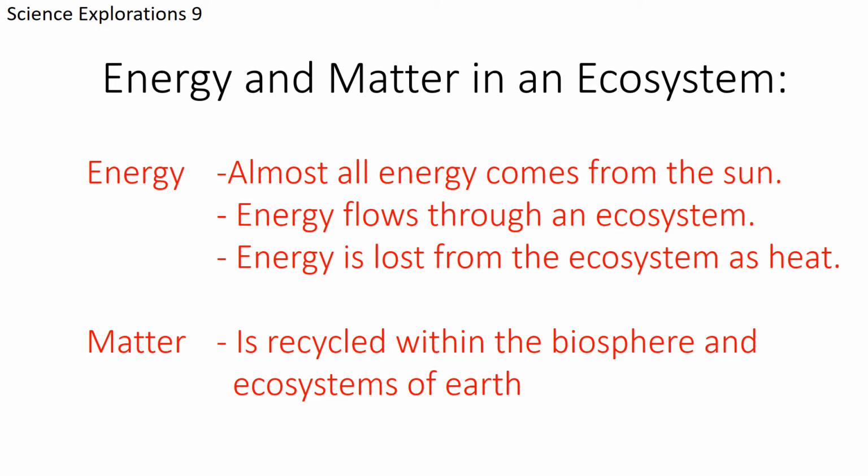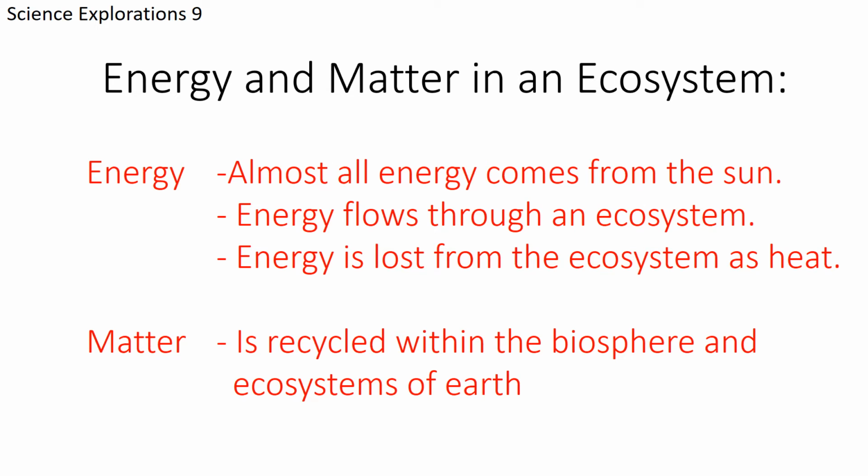If we look at these notes, almost all the energy that we have within an ecosystem comes from the sun. A very little bit will come from the center of the earth and the heat that comes from there. There are ecosystems that appear to be almost completely dependent on hot vents in the center of the Atlantic Ocean, but those are very rare ecosystems. Energy flows through an ecosystem, and most of the energy is lost from the ecosystem as heat.